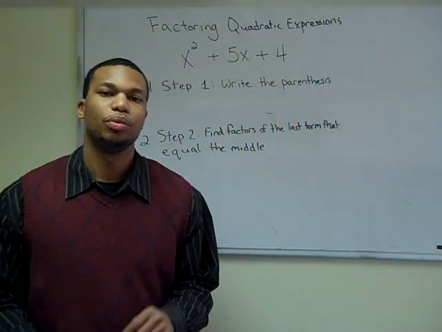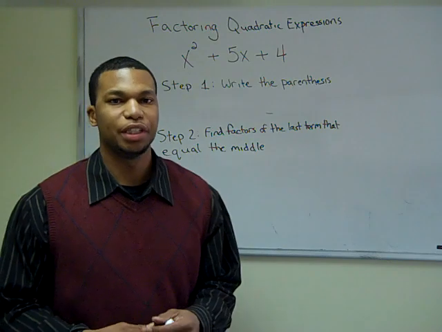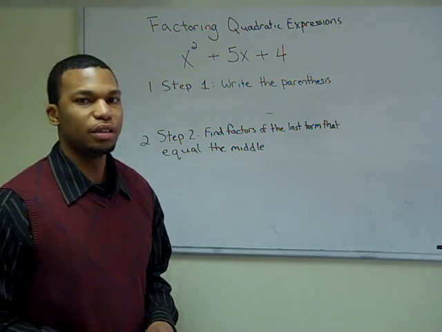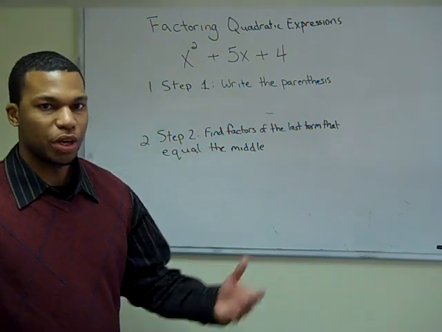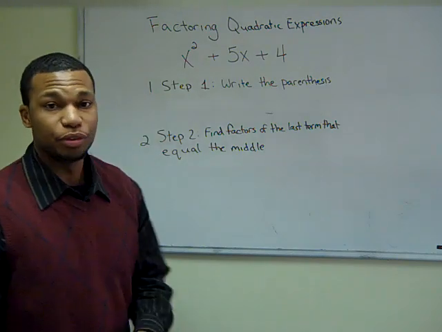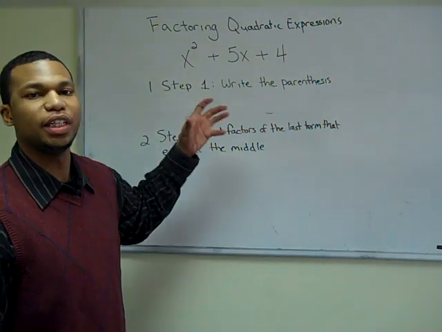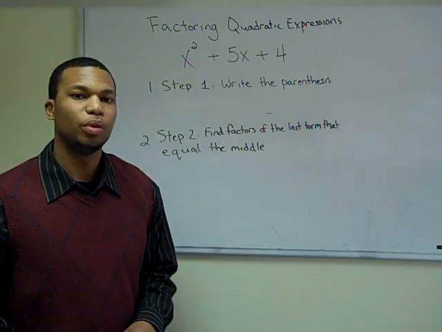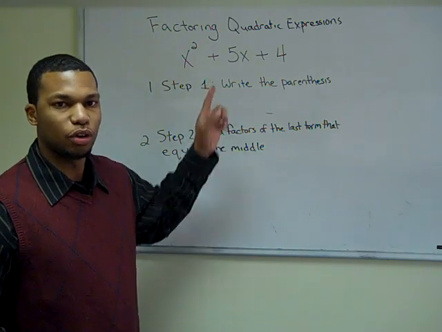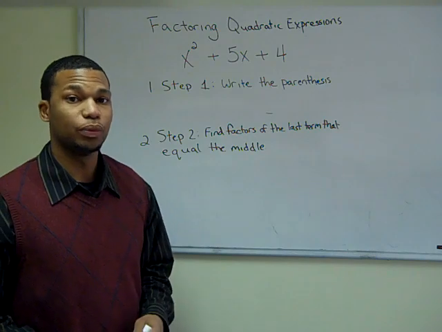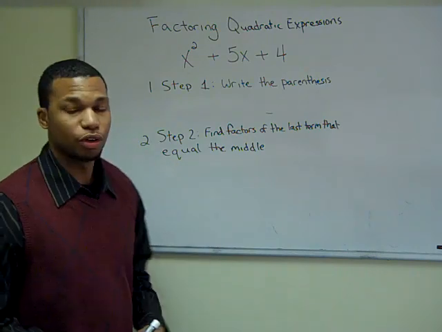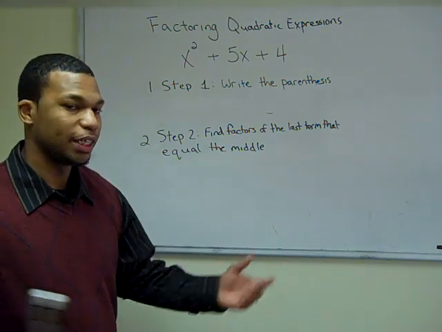In this example, we're going to factor this quadratic expression. And again, this is an expression where our a value is equal to 1. How do we know that it's equal to 1? Because nothing is in front of the x. So we can assume that the coefficient, or the number that's in front, is 1. So first we're going to write our parentheses out blindly.